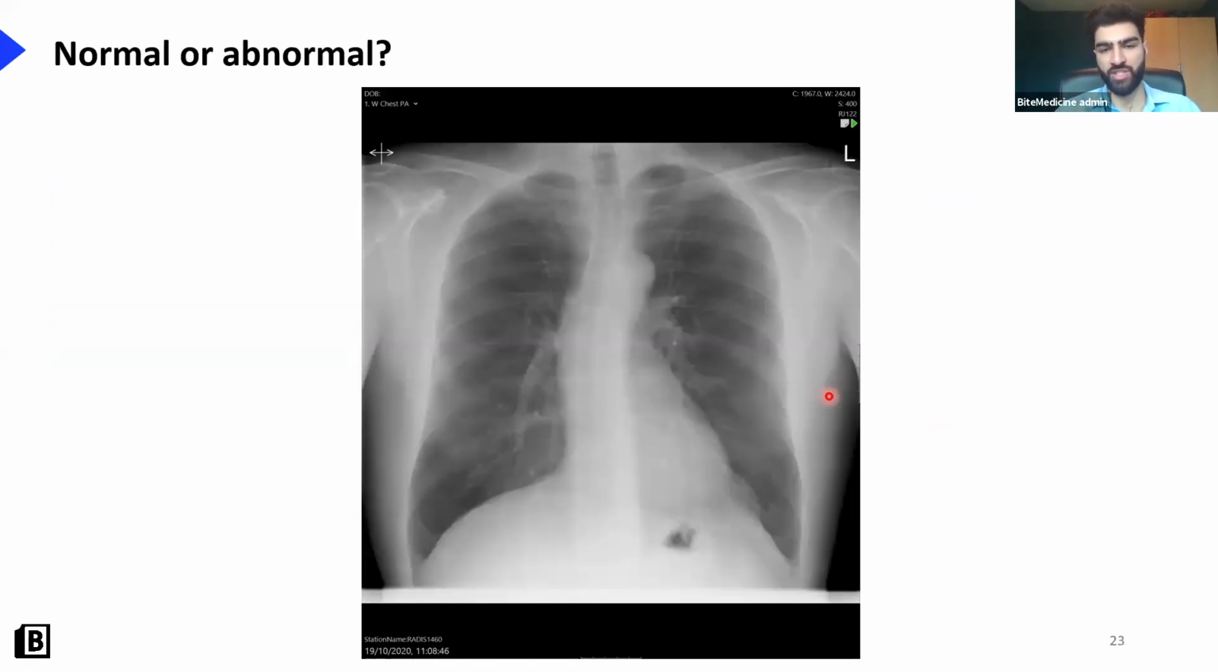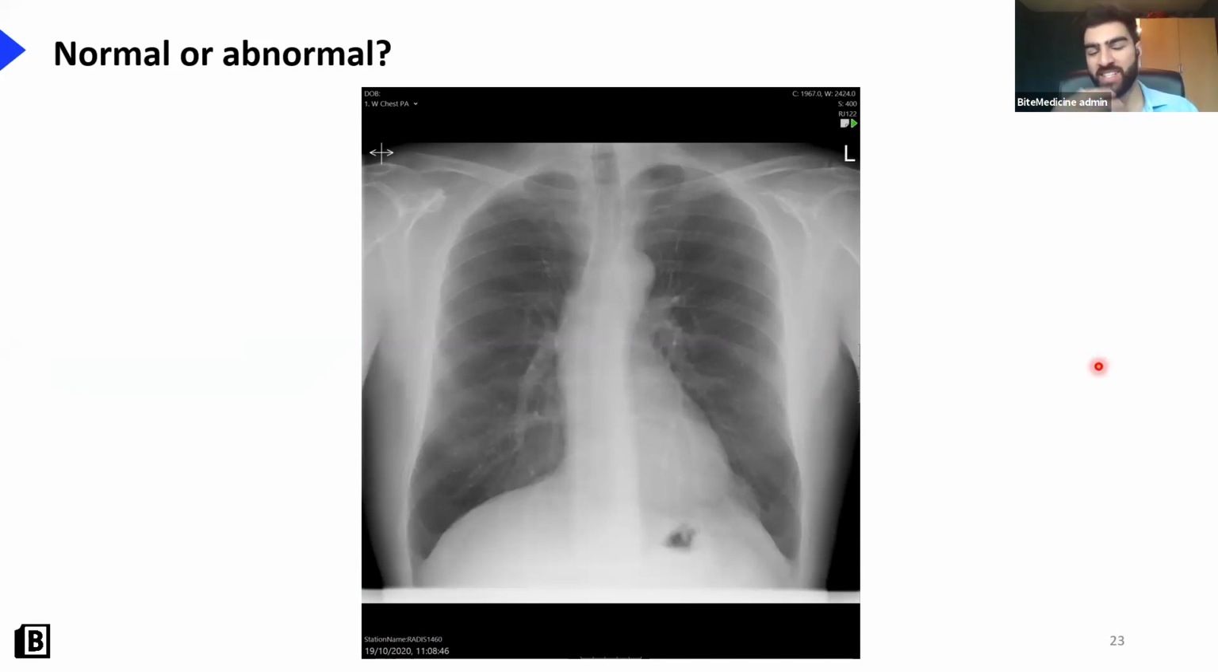So let's have some practice. I don't want you to tell me the abnormality or any specifics. Just say, is this normal or abnormal in the chat? Okay, we have a mix.